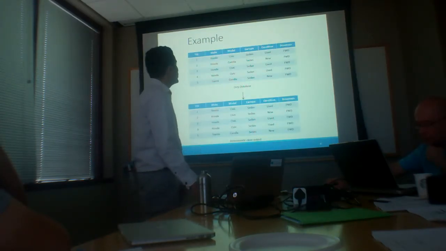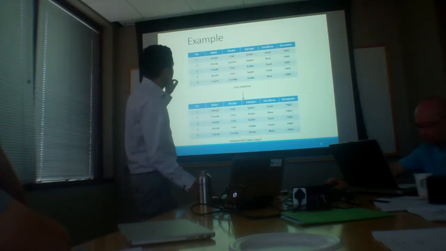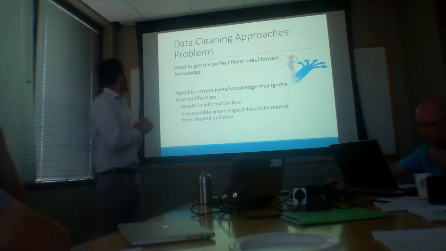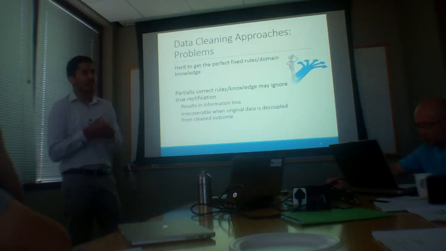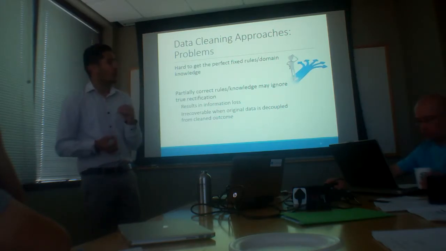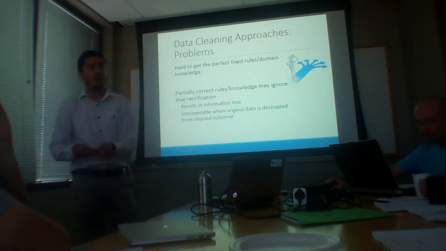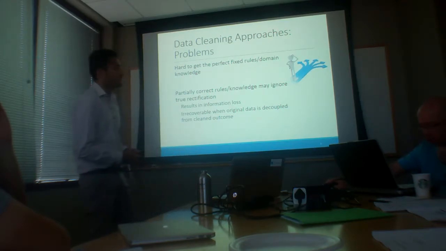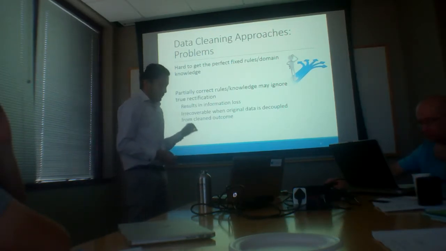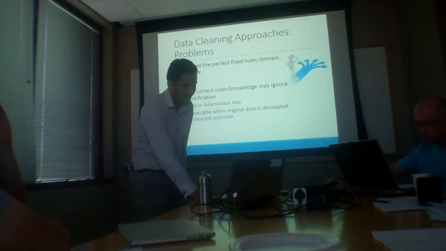That's why the result that we'll get will be wrong for that particular dirty tuple. So due to this, the reason is that it is very hard to get a perfect rule which can be used in every condition to get the rectification which is true in all the cases. So if you use a partial rule, you may end up choosing a rectification which is not right, and this will result in information loss. And this information loss becomes very severe when you are decoupling the original data from the cleaned outcome of the data.